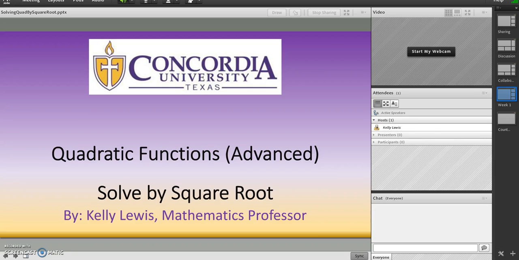Hey guys, so now we're going to start this unit on quadratic functions, how to solve them various ways. Hopefully you're somewhere comfortable. You have learned about solving them by factoring, and so now we're going to solve them by square root.